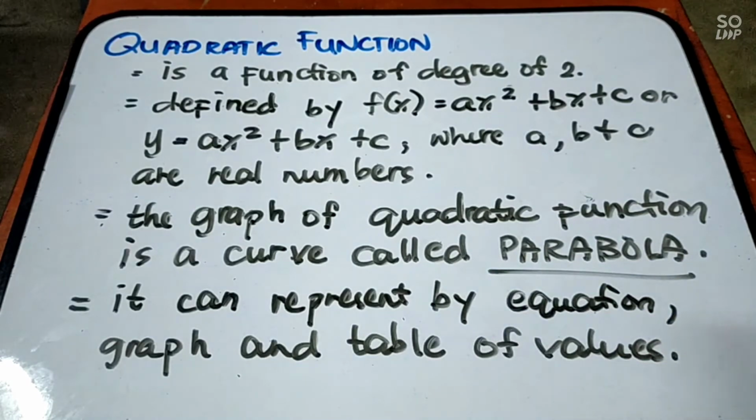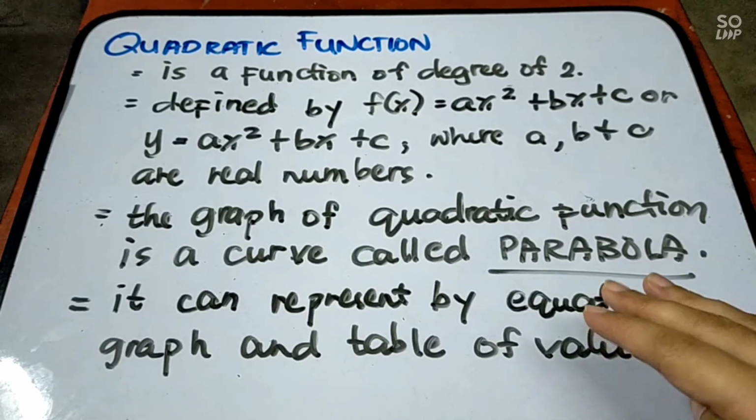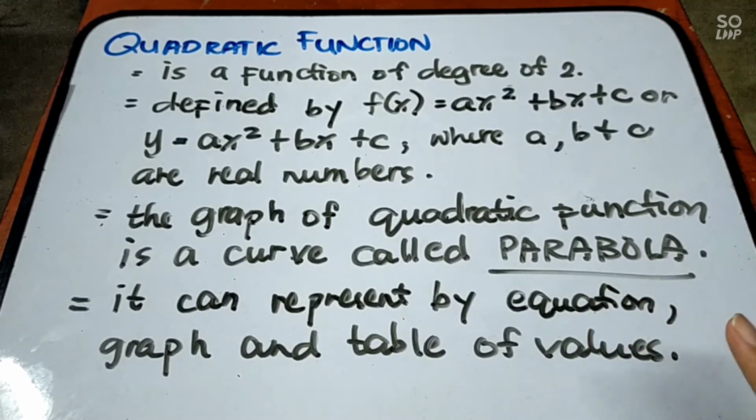So, kapag ikaw ay mag-graph ng quadratic function, ang makikreate lang natin lagi is parabola. Pag nakakreate ka ng ibang graph, so that is not a quadratic function. Okay? Next, it can be represented by equation, graph, and table of values. So, iisa-isahin natin dito si quadratic function using equation, graph, and table of values. Let us start with equation.